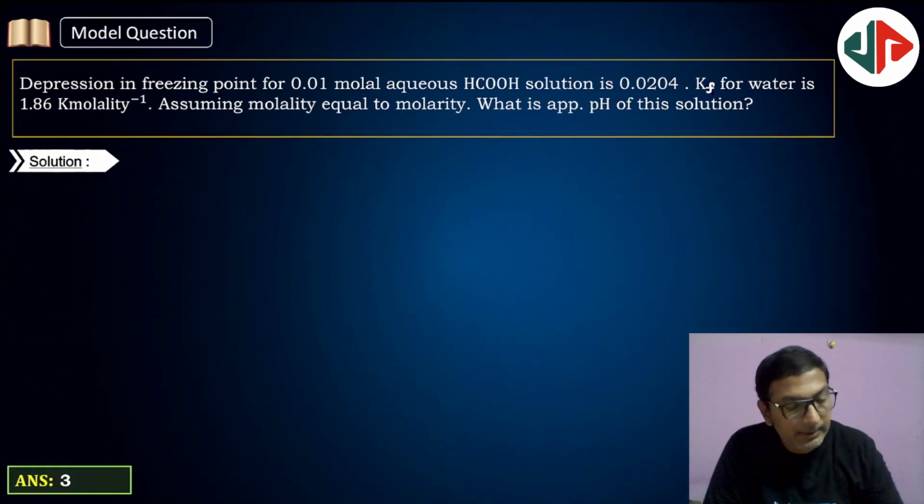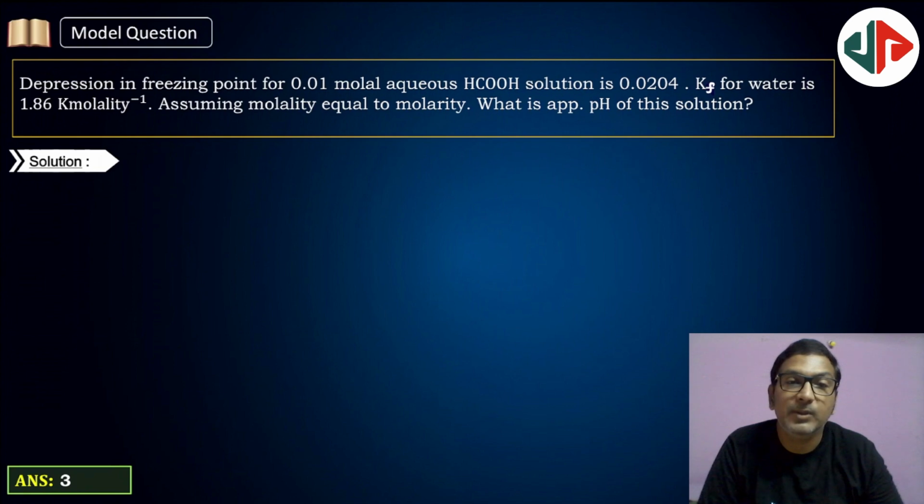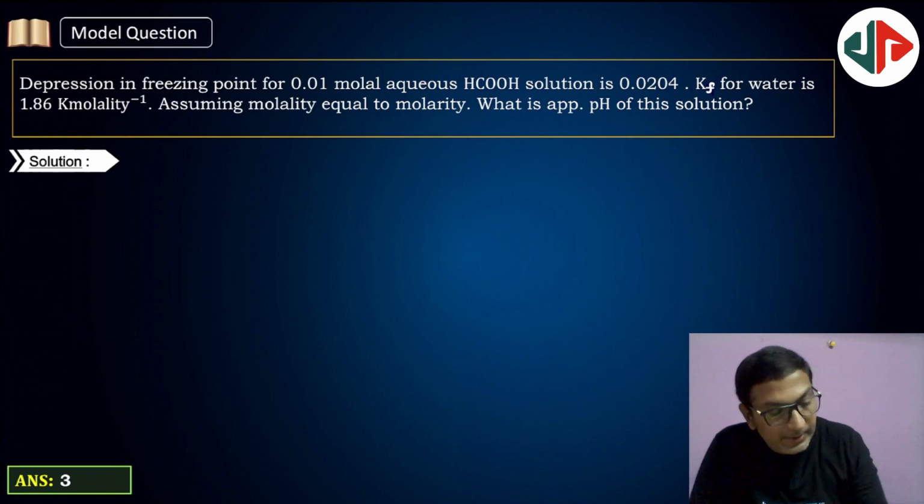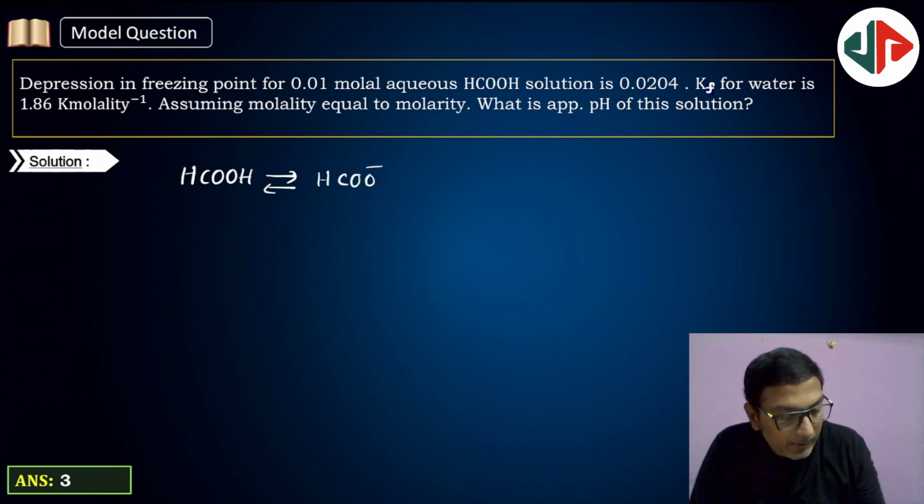First question. The depression in freezing point of 0.01 molar aqueous solution of HCOOH is 0.0204. Kf for water is 1.86. Assume molarity equal to molality. What is the approximate pH of the solution? So here it is given HCOOH. HCOOH dissociation. Since it is a weak acid, HCOOH gives HCOO minus plus H plus.